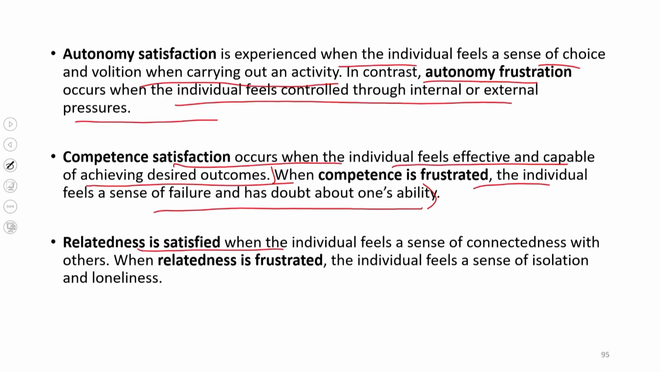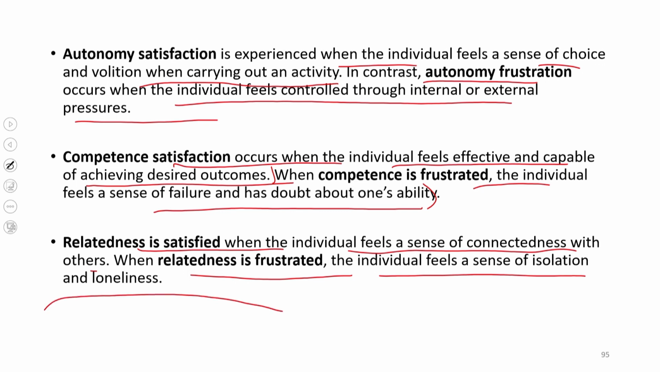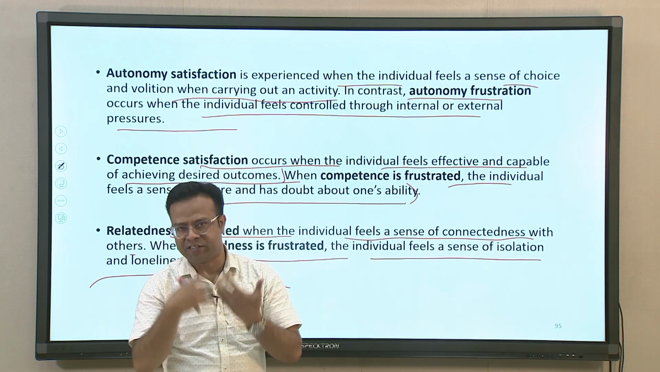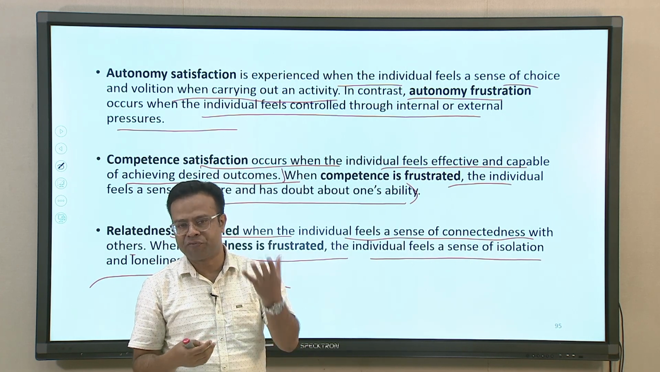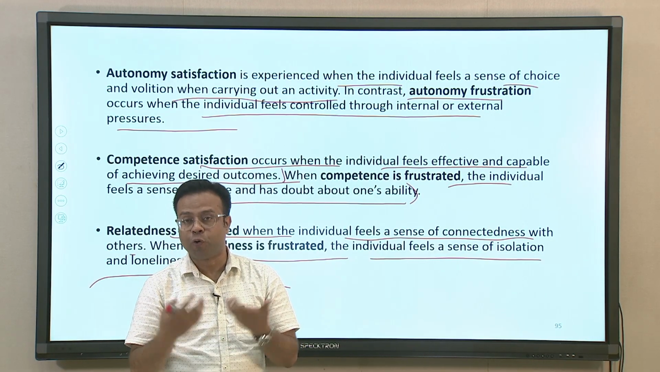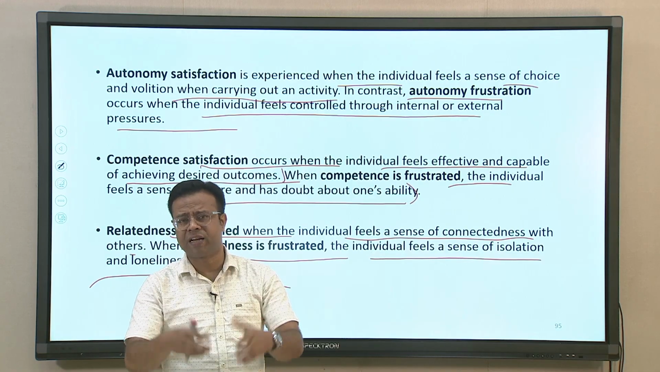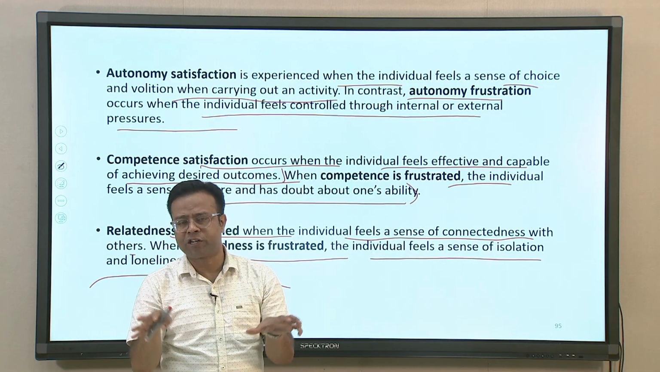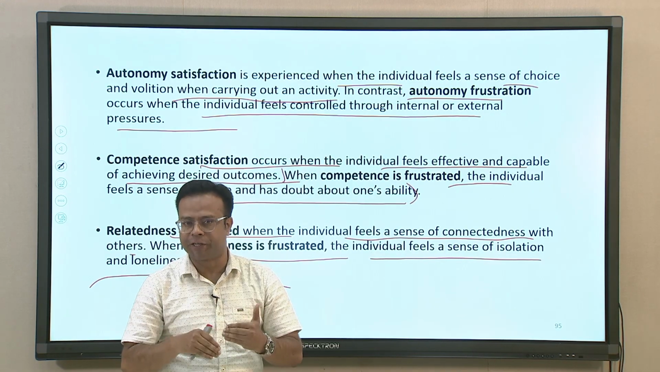Relatedness need is satisfied when an individual feels a sense of connectedness with others. When relatedness is frustrated, the individual feels a sense of isolation and loneliness. Whenever in any context you have supportive people, a caring relationship, or people who understand and support you, your relatedness need is satisfied. On the other hand, when it is not satisfied, you feel a sense of isolation, disconnection, loneliness. So, loneliness and isolation are the contexts where your need for relatedness is frustrated.